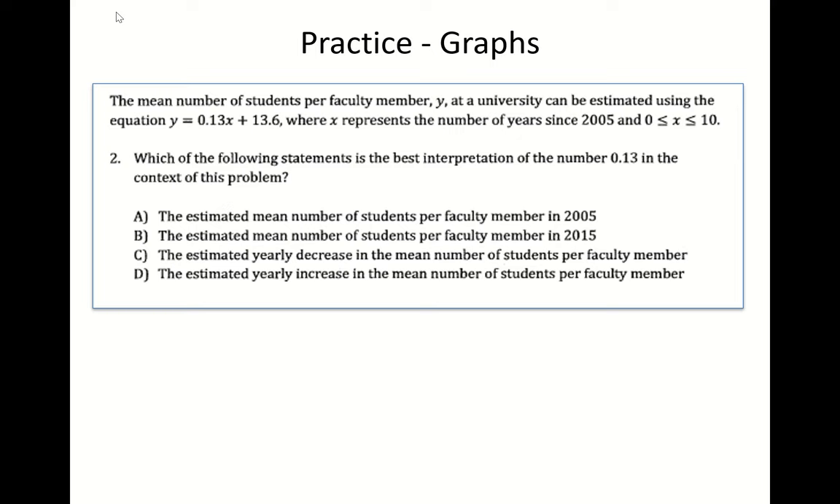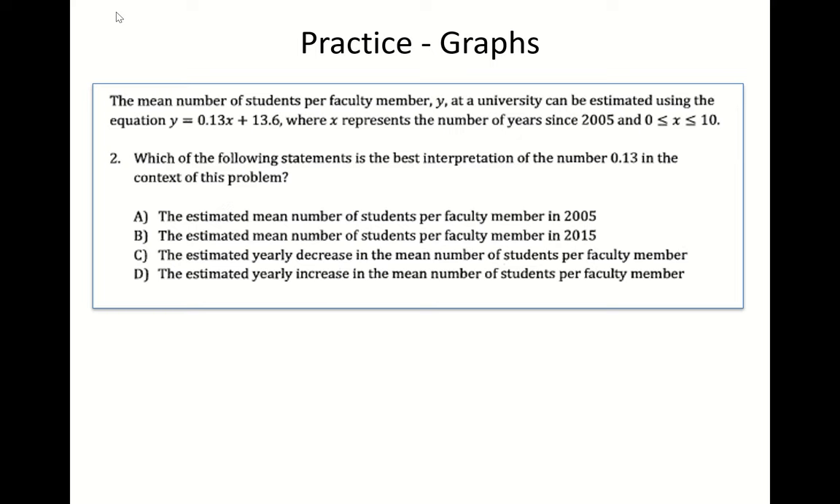So let's first talk about very briefly why A and B are incorrect. Remember in the y equals mx plus b format, the coefficient in front of x is the slope. So the 0.13 is not going to be any one unit. It's going to be a rate. It's going to be the rate of y unit over x unit.